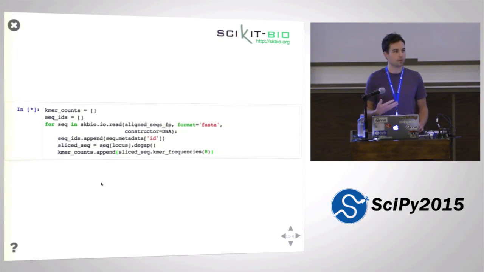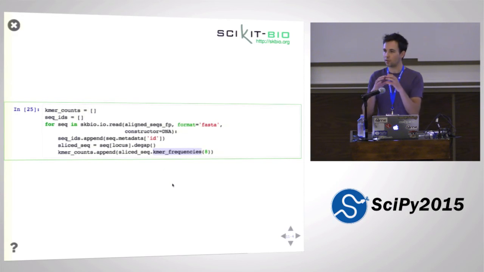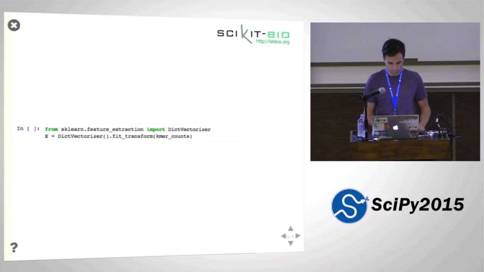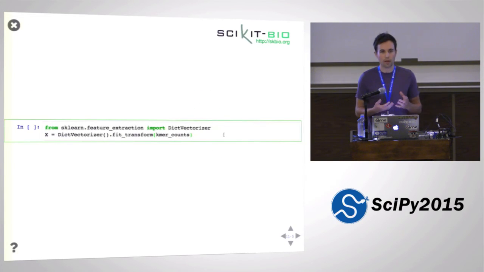Next, we can take another pass through our reference sequences. Now that we know those positions we need to slice by, we can use I/O again. For each sequence, we slice the region that we want, degap it using a degap method, and then use a method called kmer frequencies to split the sequence up into words of length 8, or kmers. We're going to use those as the features to train the classifier on. So now we have a dictionary mapping kmers, or words, to their frequencies or counts.